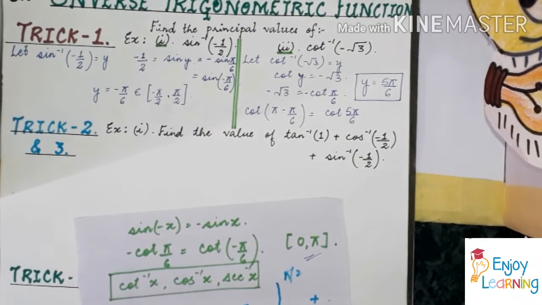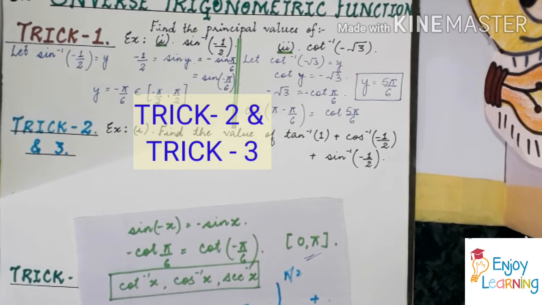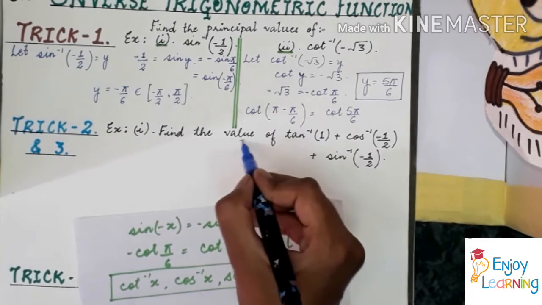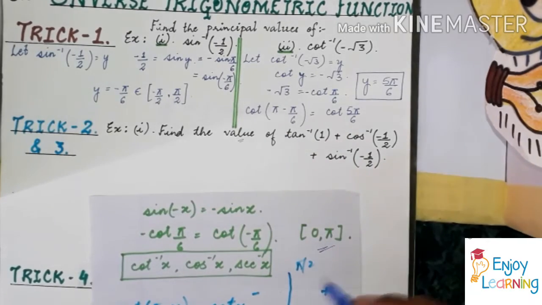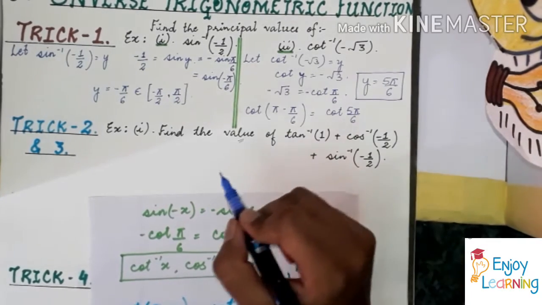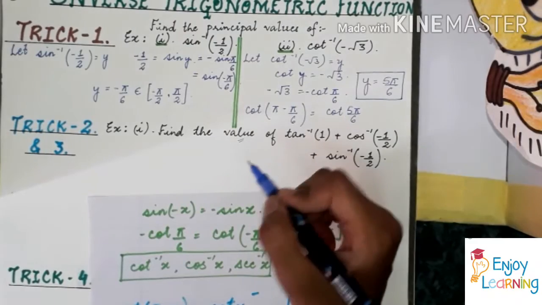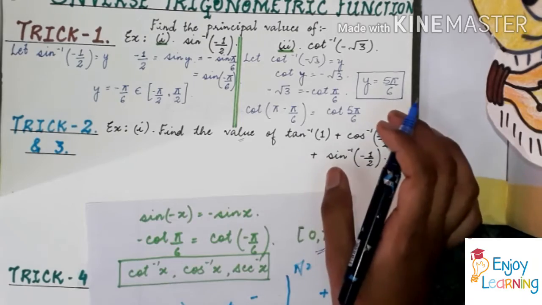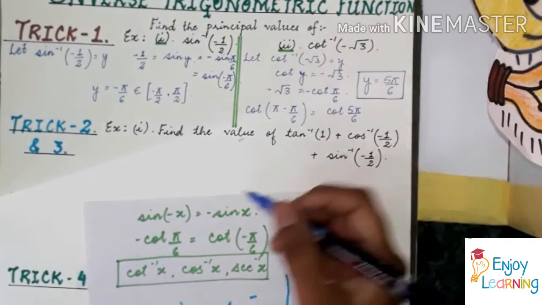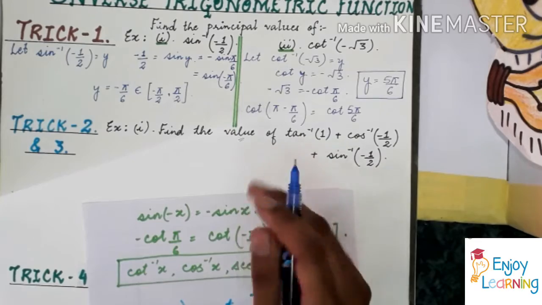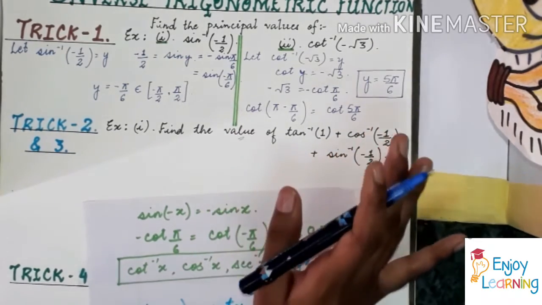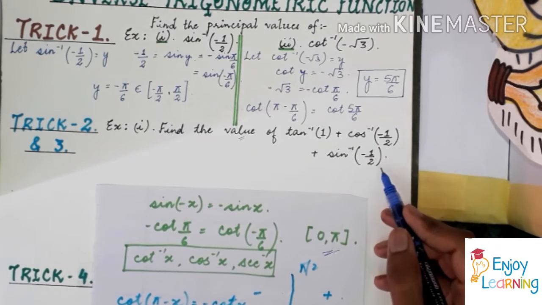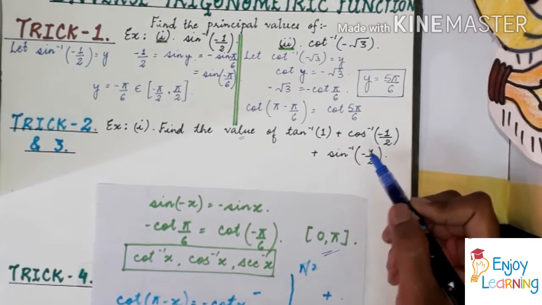The second type of questions are of the form: find the value of this, find the value of that. So here only value is written, but it should be understood that this value also refers to the principal value. You have to find the principal value of this function. Whatever the function is, if it is given in the question that you have to find the value of it, then it should be understood that you have to find the principal value.